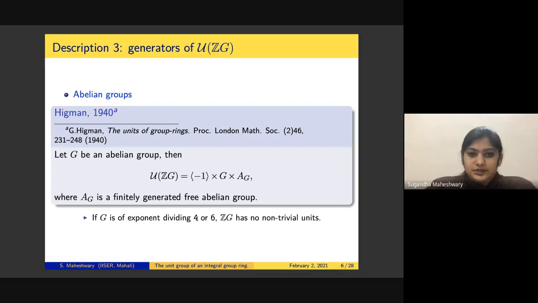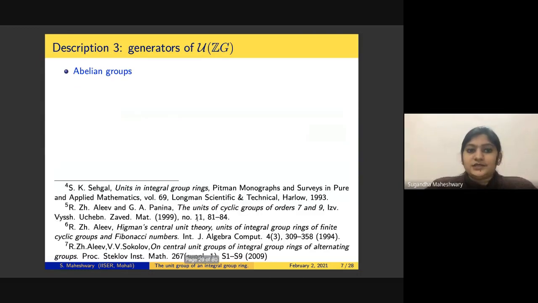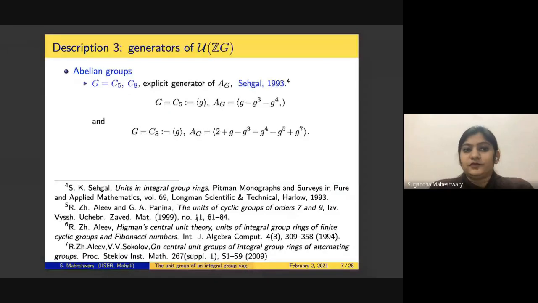So here are some answers for the explicit generators. If you look at the cyclic groups of exponent 2, 3, 4, or 6, we are going to have only trivial units, as I mentioned earlier. And for C5 and C8, we do have an answer for generators. They have a single generator. These are of rank 1.